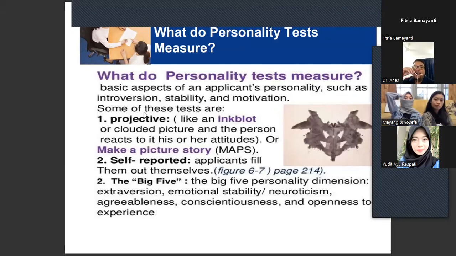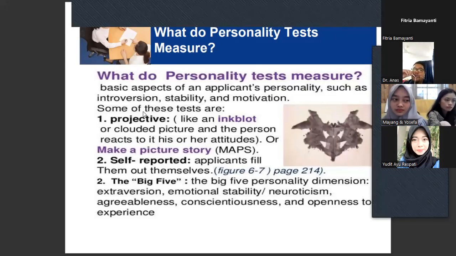Okay, clear? So what do personality tests measure? Basically, in psychology we do two personality tests. This means the interviewers or the company can know the two types of personalities, either introvert or extrovert, based on the test.